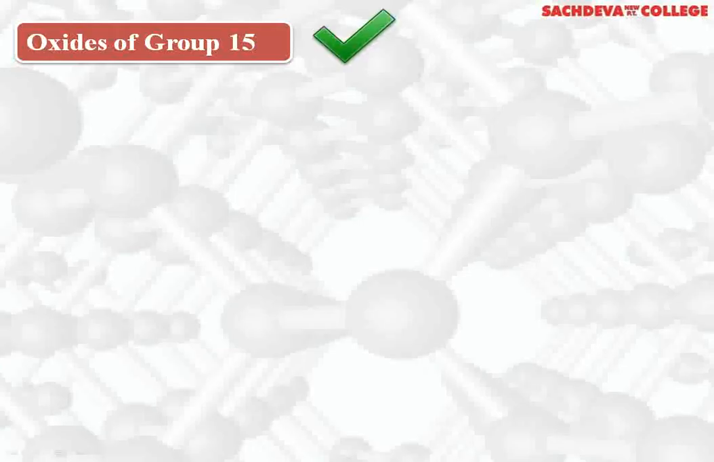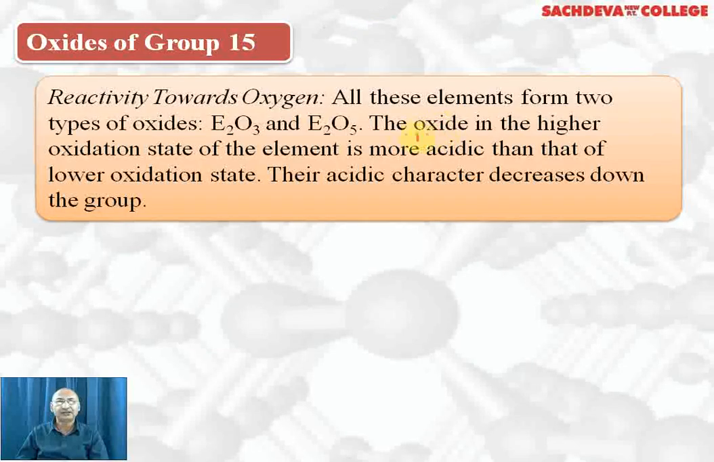Let's take up group 15. All the elements form two types of oxides, E2O3 and E2O5, that is trioxide and pentoxide. In oxides, the higher oxidation state of an element is more acidic than the lower oxidation state, and acidic character decreases down the group because metallic character increases and non-metallic character decreases.